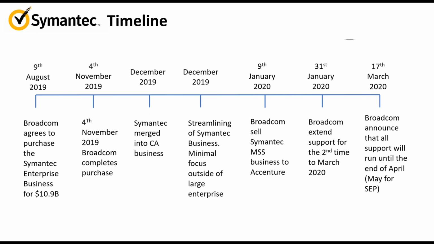Then in January, we saw the first sale of a product. It's the only one that we've seen to date. So I can't sit here and tell you that we think there'll be more products sold or not. We don't have that level of intelligence. But we do know that the MS business was sold off to Accenture in January. So read between the lines that potentially there could be more sales of maybe less profitable products, or products that maybe don't focus on that large enterprise space. And then we've seen the extension of support.